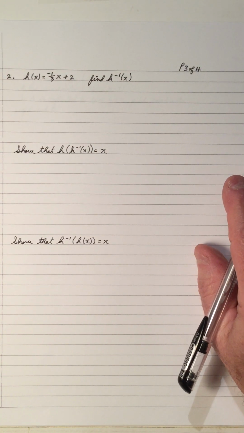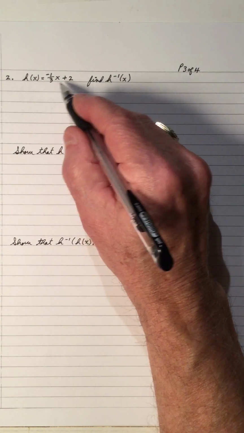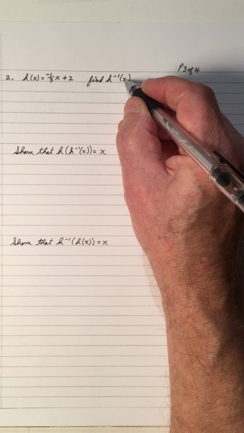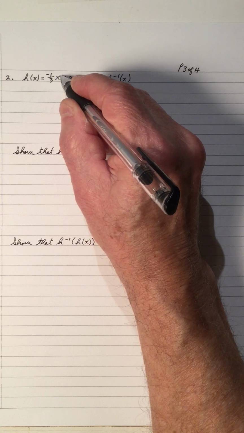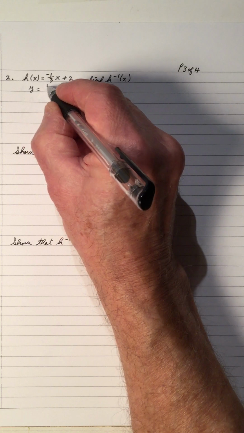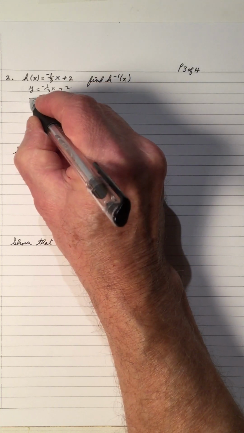Do some more. What if h of x is negative 1/3 x plus 2? Find h to the negative 1, the inverse. Again, it's still linear because the power of x is 1. Linear is degree 1. So we change the h of x to a y, and we switch the y and the x.